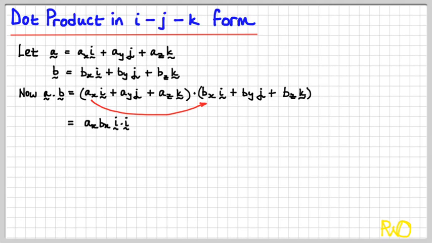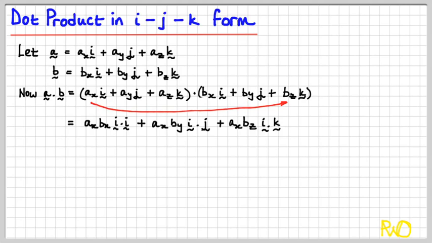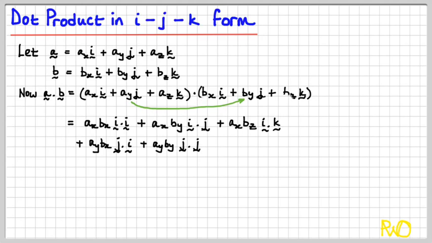Here we go. Right, the first one, that's a_x b_x i dot i. Ready? Here comes the next one. Plus a_x b_y i dot j. You getting this? Yes, I know. It's a mind boggler, isn't it? Next one is a_x b_z i dot k. Okay, now here comes the next three. Plus a_y b_x j dot i plus a_y b_y j dot j plus a_y b_z j dot k. Yes, are you hanging in there?